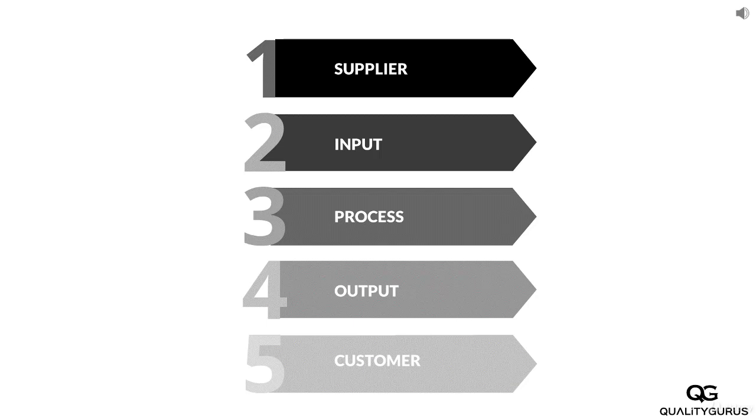SIPOC diagram listing down all these things, supplier, the input, the process, the output and the customer, writing that down for the process helps you in understanding the process. So for example, when you have decided that you want to improve the weld repair rate or you want to improve the delivery time of something, so that's something which you want to do.